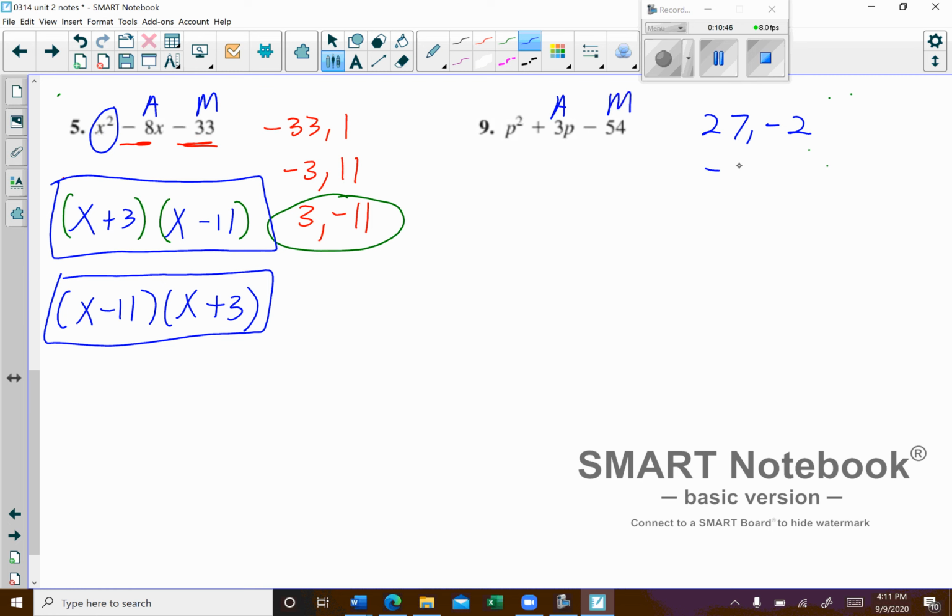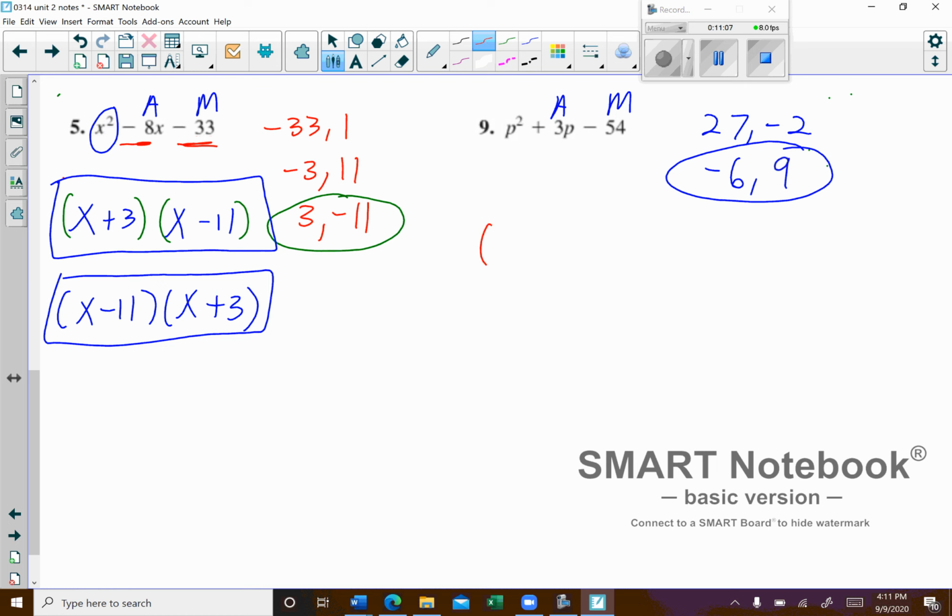Now, I have to make the smaller number negative and the larger number positive because I need it to add up to a positive number. And that is actually the numbers I'm looking for. -6 times 9 is -54. And then if I add those together, that will add up to a positive 3 in the middle.